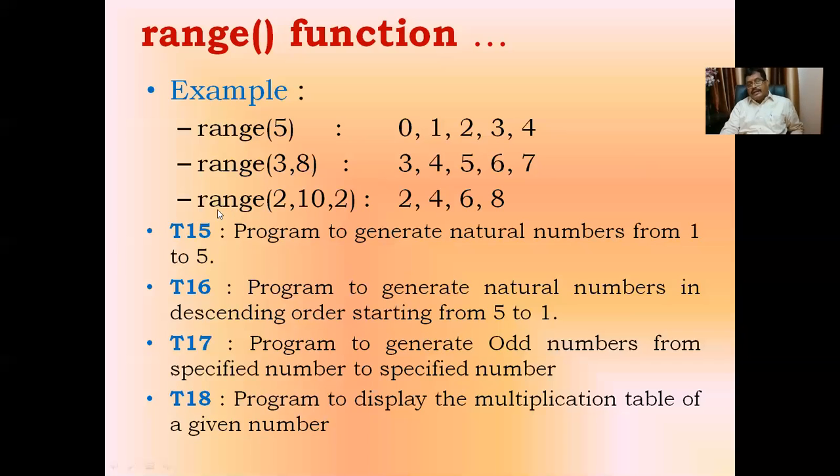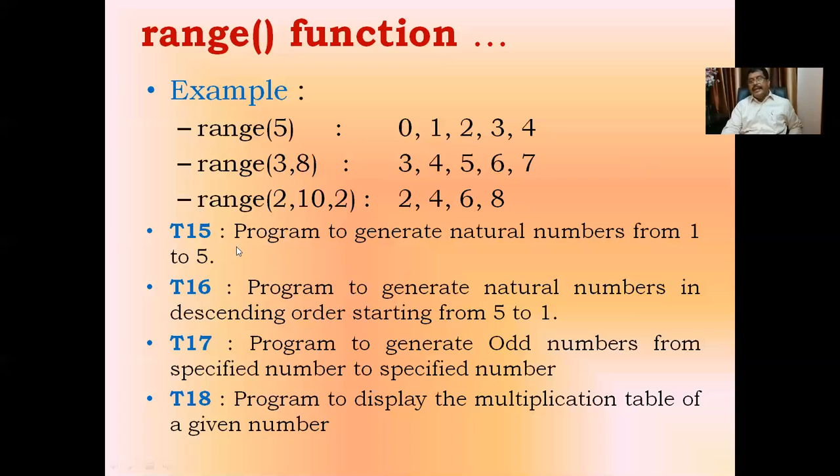Third example, we are considering the range function with 2, 10, 2. Starting value will be 2 and ending value will be 10. The third value means increment will be 2. Because of this, it is going to take 2 and increment by 2, so the next number will be 4, next number will be 6, next number will be 8. After that, the next number will be 10, but 10 is not less than 10 minus 1. Because of this, it won't consider it. It is going to generate 4 numbers.